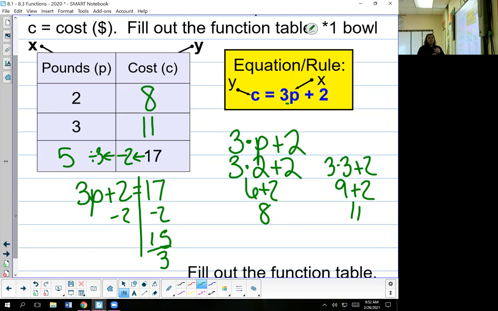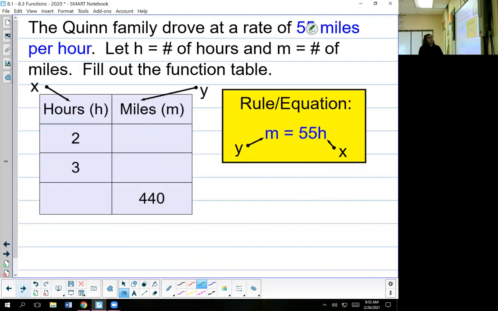Let's see if that's true. 3 times 5 is 15, plus 2 is 17. So I did it right. So I was just kind of trying to show you the relationship between what we did before and this. Now I give you a different equation. Okay? Now, what about this one?